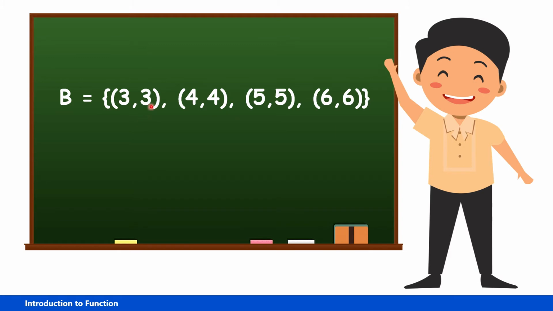Sa ating unang ordered pair, the domain is 3. Sa ating pangalawang ordered pair, we have the domain of 4. At sa pangatlo ay 5. At sa pang-apat ay 6. So as you can see, wala ulit tayong umuulit na domain. Therefore, the domain of this relation corresponds to exactly one element sa ating mga ordered pairs. Therefore, relation B is a function.